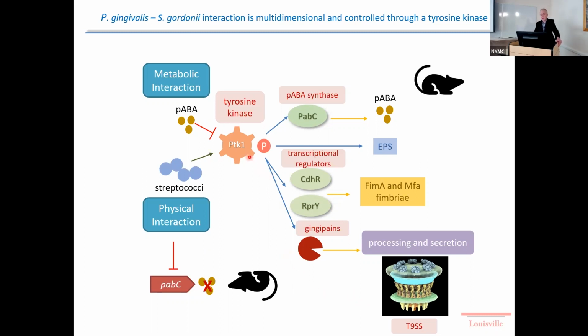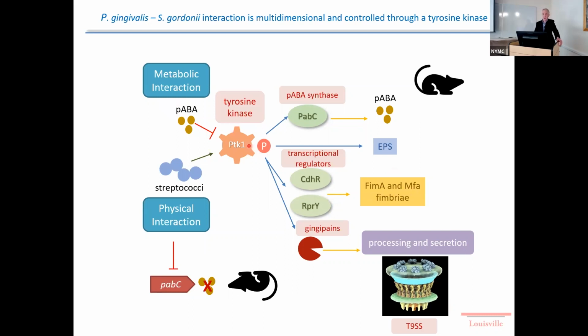And we also found there was a link with the fimbrial expression, which we saw transcriptionally. So phosphorylation of some of the transcriptional regulators, CdhR and OprY, if you work on P. gingivalis. So they get phosphorylated, and phosphorylation regulates their activity and the subsequent production of the mRNA for the major fimbria, the FimA, and the shorter fimbria, the Mfa.